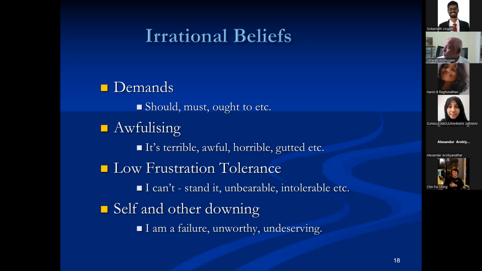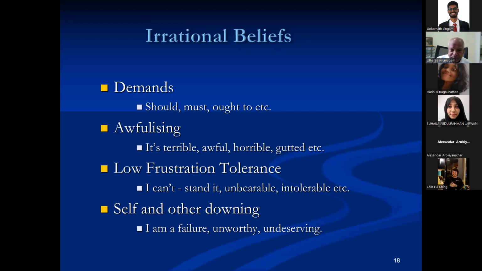There's no law which says you will pass the exam. If I hold my pen up and let go, it will drop. There is a physical law, gravity, which says it will come down. But it doesn't work like that in our social life. Just because I demand I must pass my exam doesn't mean it will happen. But people do that, and when they do, they disturb themselves. So demands as irrational beliefs are dogmatic, rigid, and unrealistic in their expectations.